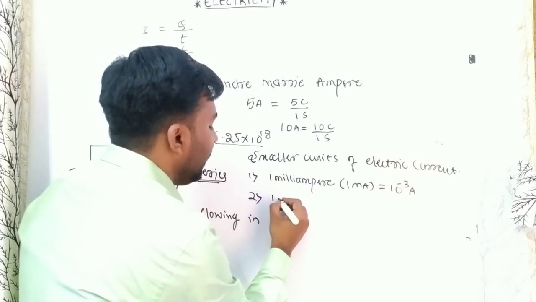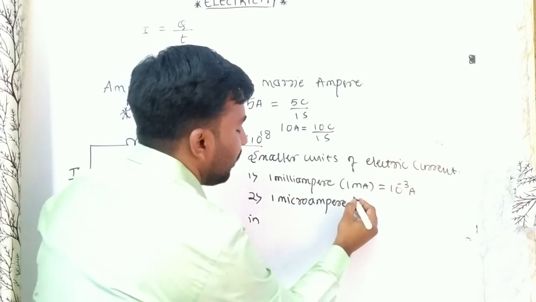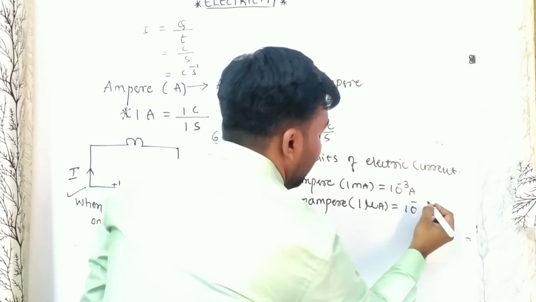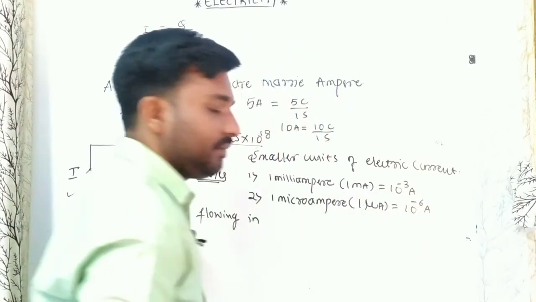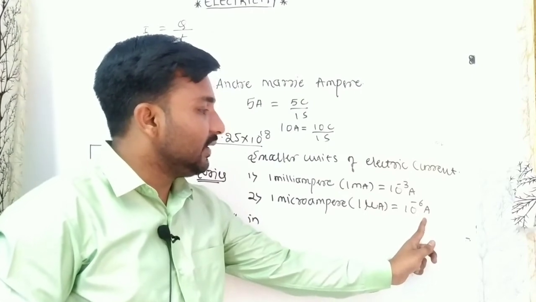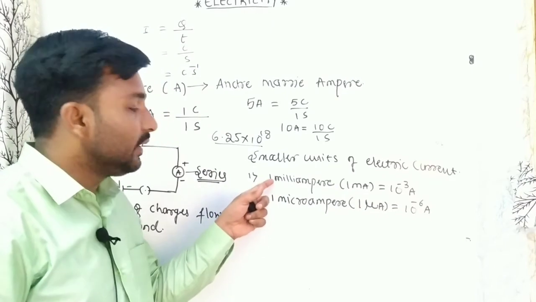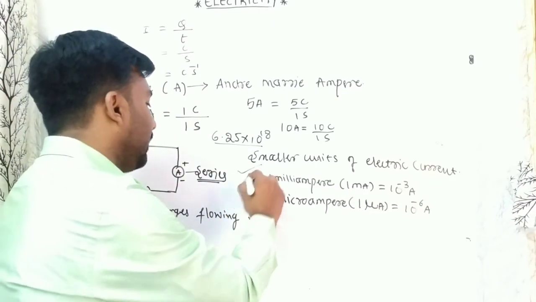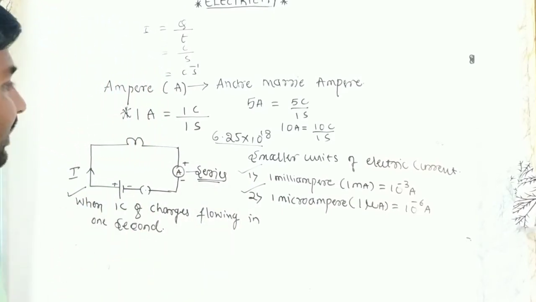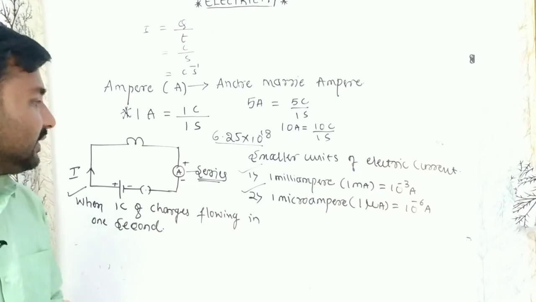Similarly, 1 microampere is equal to 10 raised to minus 6 ampere. When the current is 1 microampere, in ampere it is 10 raised to minus 6 ampere. So these are the two important smaller units of electric current. This much you have to remember also. Okay. So this is regarding the electric current, the unit and the smaller units of the electric current, and the electric circuit.